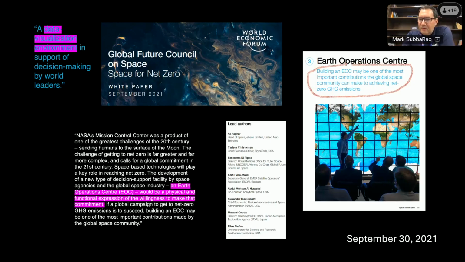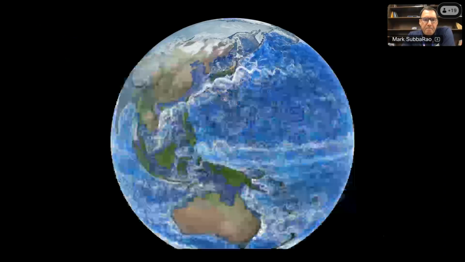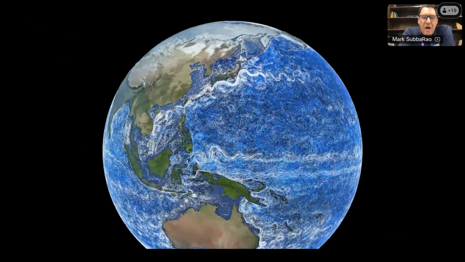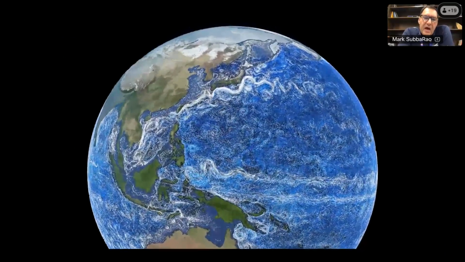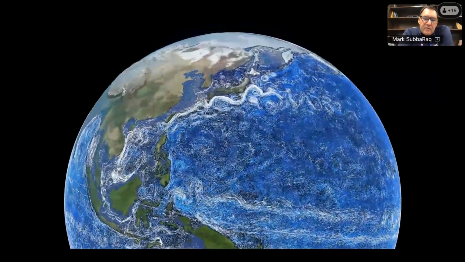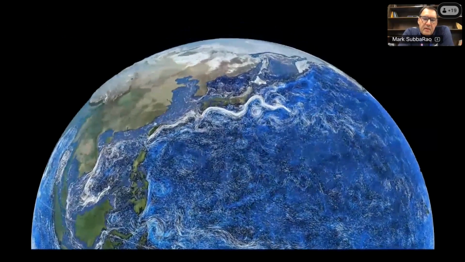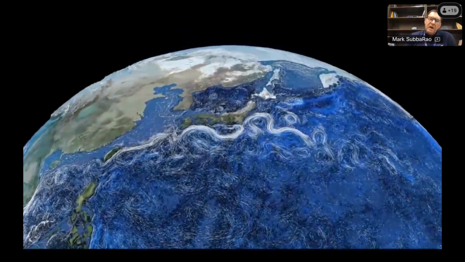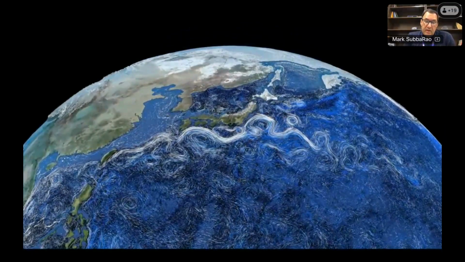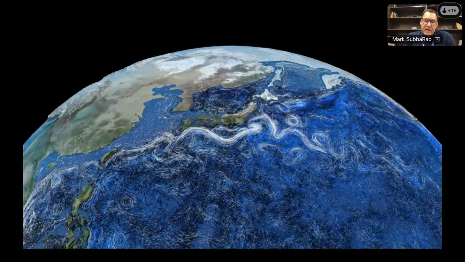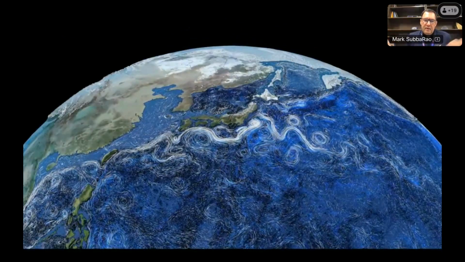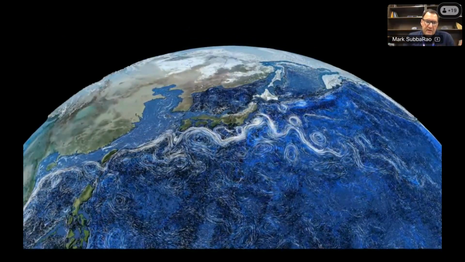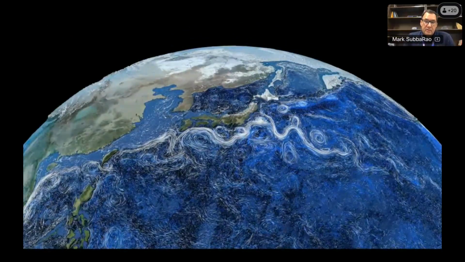Right, you see that quote I circled there. Just the importance they were placing on the center was pretty remarkable. So this center is built on top of the work of the Scientific Visualization Studio that has been around for more than 30 years. It's perhaps the largest group of its kind in the world, I believe. About 20 people dedicated towards creating visualizations about all of NASA science, but with a particular focus on Earth science.